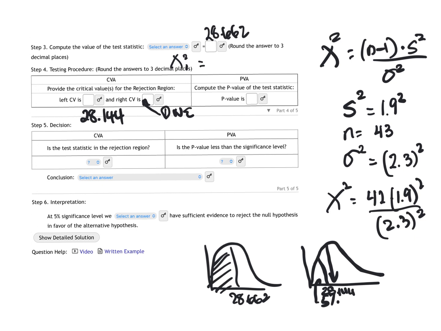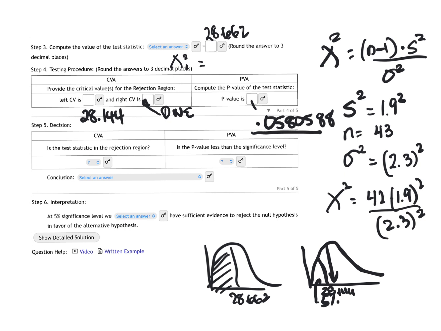Then I'm going to go in Minitab. I'm going to do the same thing. Calculate cumulative density function where it says value. I'm going to put 28.662. And I'm going to choose the chi-squared distribution. My degrees of freedom is going to be 42. And this is going to come out at 0.0580588. Now, isn't that nice?